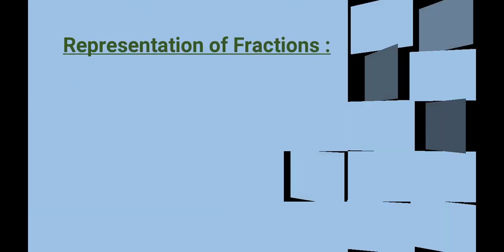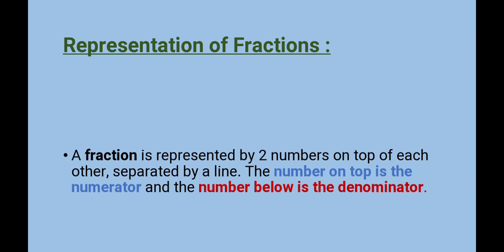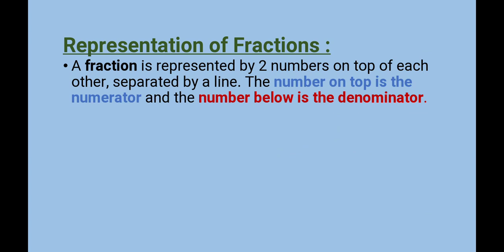Now move to the representation of fractions. Here we'll discuss how to represent a fraction. A fraction is represented by two numbers on top of each other, separated by a line. That line is known as the division sign, divided by. The number on the top is the numerator, and the number below is known as the denominator.